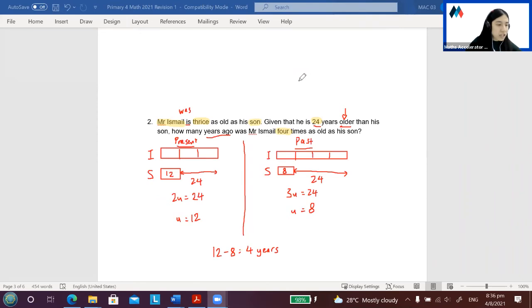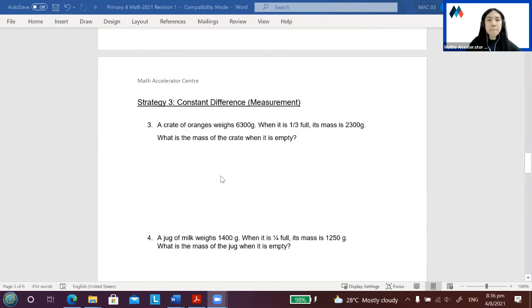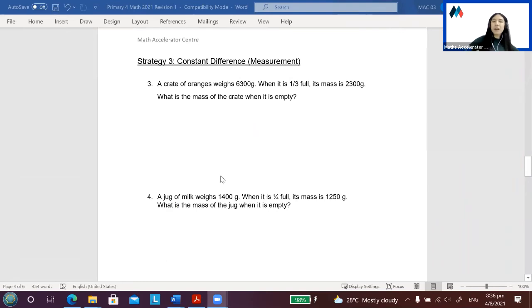So let's move on to question 3, which is again constant difference, but this time is for measurement. When it comes to measurement constant difference questions, what you want to be on the lookout for is a constant item or a constant object. Here, the crate of oranges weighs 6,300 grams. When it is 1/3 full, its mass is 2,300 grams.